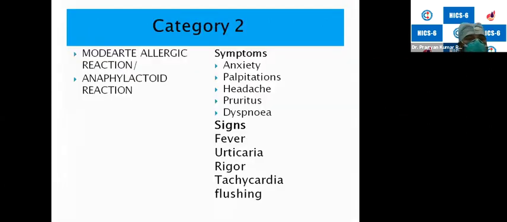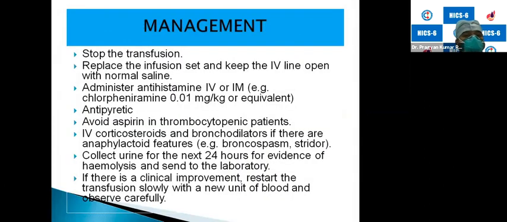moderate allergic reaction. Even anaphylactic reaction comes into this category. This is a little bit more symptomatic in terms of anxiety, palpitation, headache, severe pruritus, dyspnea, fever, urticaria, rigor, tachycardia, and flushing. There you have to stop the transfusion and most importantly replace the infusion set, keep the IV open with normal saline. Antihistaminics are the key everywhere. Antipyretic, IV corticosteroid and bronchodilators if there is a severe anaphylactic feature causing severe bronchospasm or stridor.